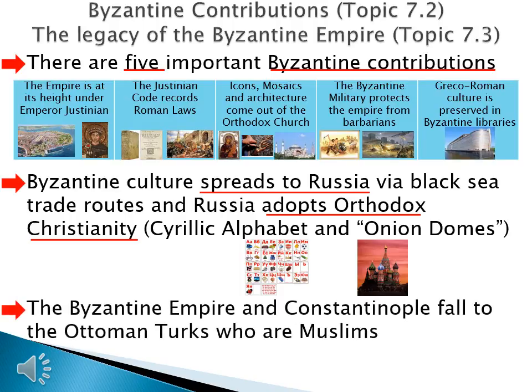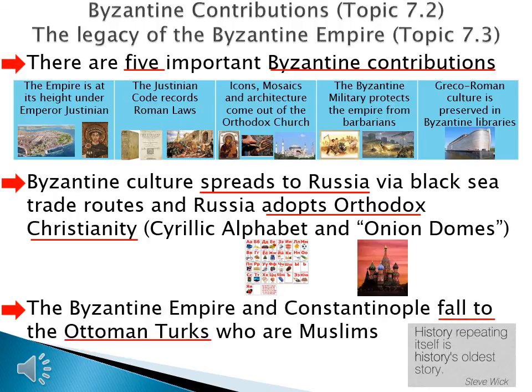Finally, the Byzantine Empire and Constantinople fall to the Ottoman Turks, who are Muslims. So the Western Roman Empire falls to barbarians, Germanic invaders, and much later, the Eastern Empire, the Byzantine Empire, will fall to the Ottoman Turks, who are Muslims.